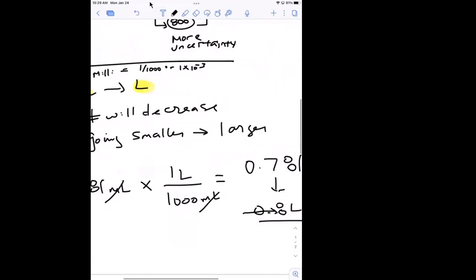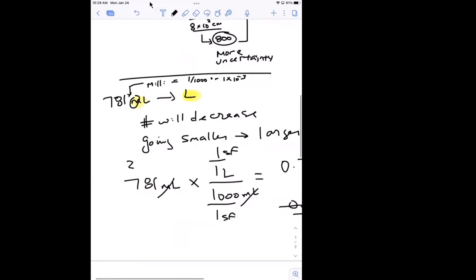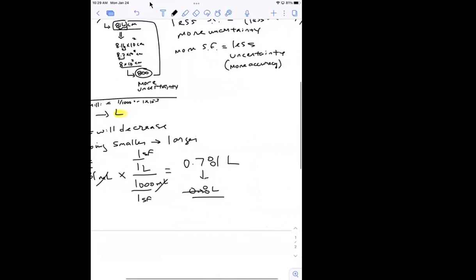Because this is 1 sig-fig, this is 1 sig-fig, and this is 3 sig-figs. But because it's a multiplication or division operation, we want to keep the lowest number of sig-figs, so it's 0.8. You see the uncertainty there, right? If we say it's 0.8 liters, but it's actually 0.781, that's a big difference, isn't it?